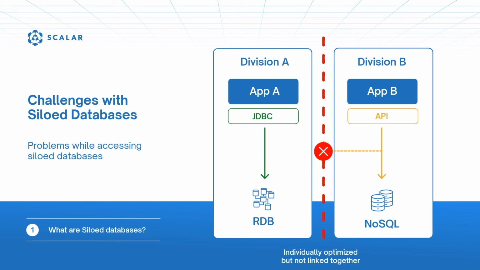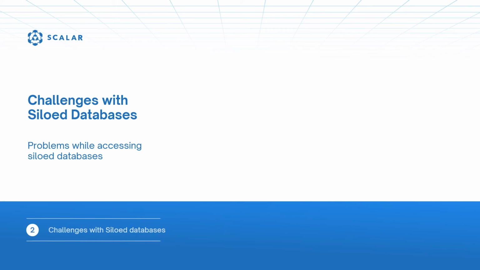The trouble with siloed databases is that even if a system is easy to use within a specific task or department, if the database isn't linked together with other siloed databases, it can reduce the business efficiency of the entire organization. So, what are other major challenges with siloed databases?